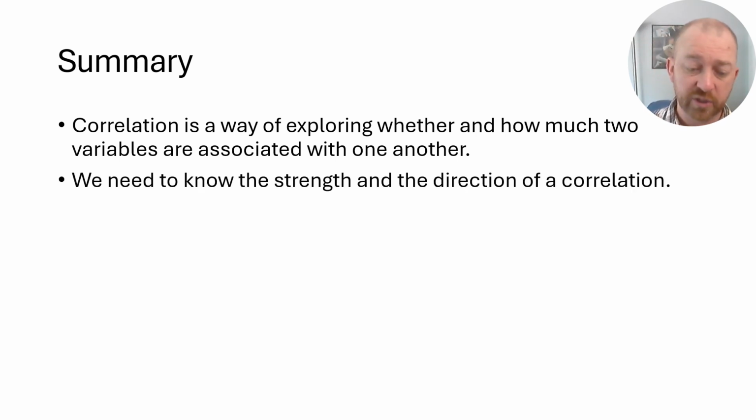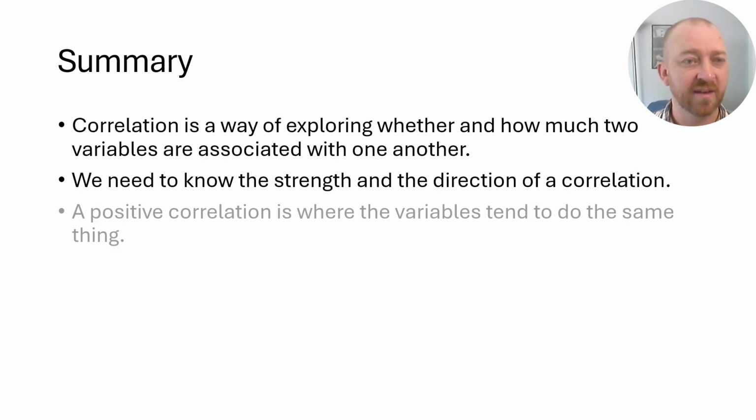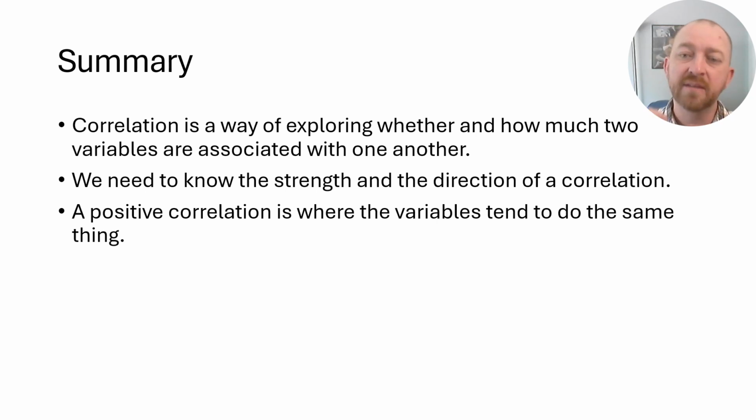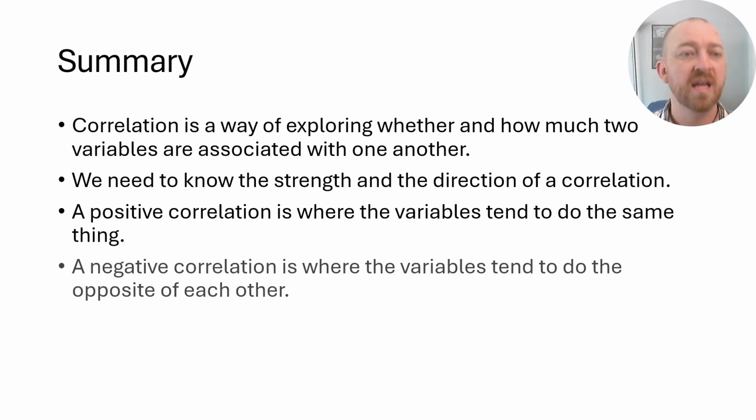And to interpret correlation, we need to know both the strength and the direction. All we talked about today was the direction, although I introduced the idea of strength ever so briefly. But we'll get into strength next time. As we talked about, a positive correlation is where the variables tend to do the same thing together. In other words, as one rises, the other one also rises, would be positive. Then a negative correlation is when they tend to do the opposite thing of each other. As one rises, the other falls, and vice versa.